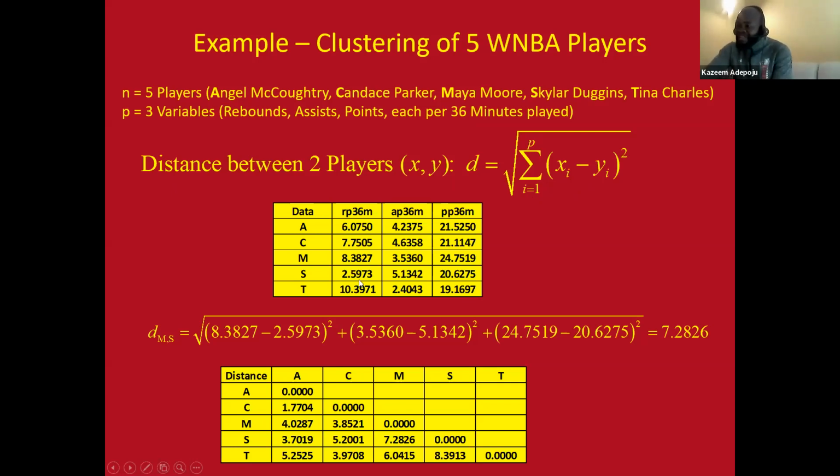This is the data set that you're given, the data set for the 5 players. Can you see the 5 players right now? This is the rebounds per 36 minutes played, this is the assists, and this is the points. So you can see the values now. The very first thing we're going to do is to set up the distance matrix.